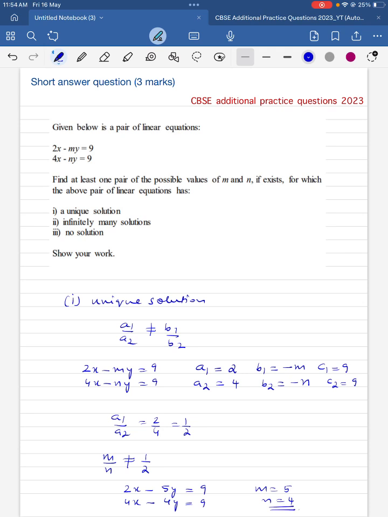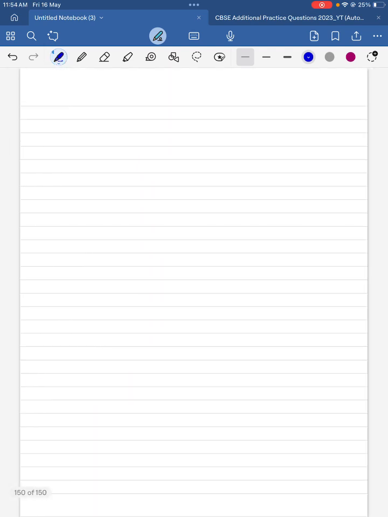Okay, now let's look at the second question, where you have to find values for m and n such that the equations form infinitely many solutions. Now, what is the condition for infinitely many solutions? For two equations to have infinitely many solutions, we know that a1 by a2 is equal to b1 by b2 and should be equal to c1 by c2.